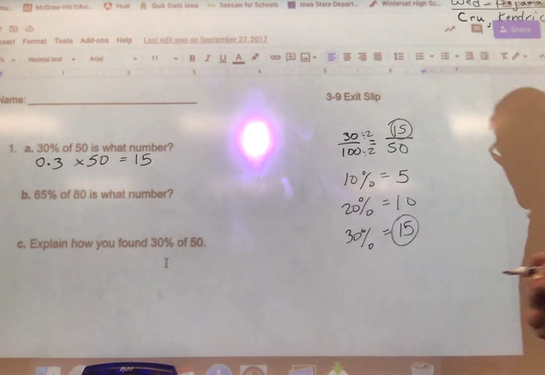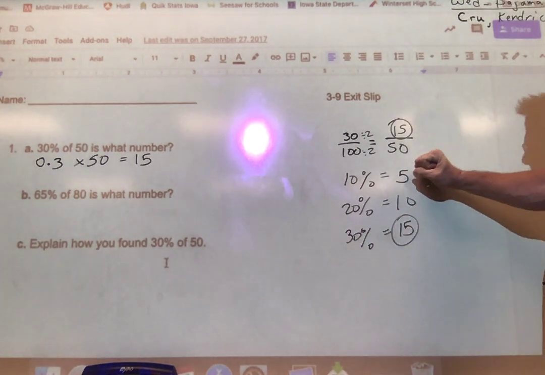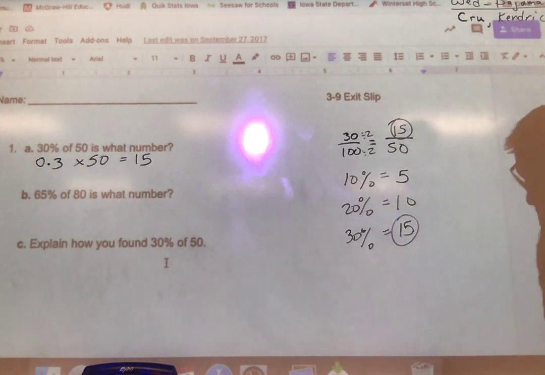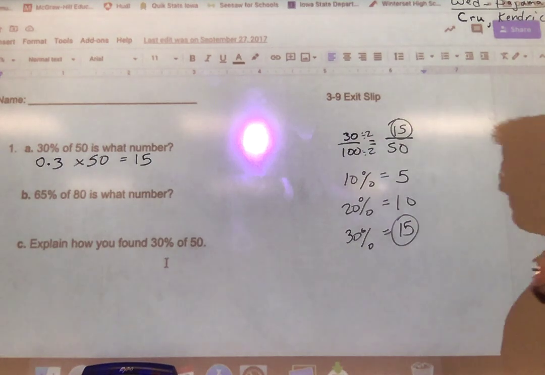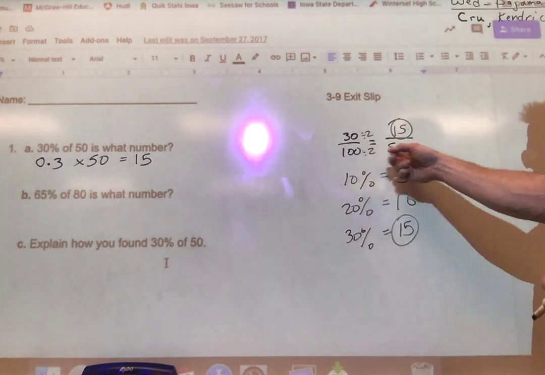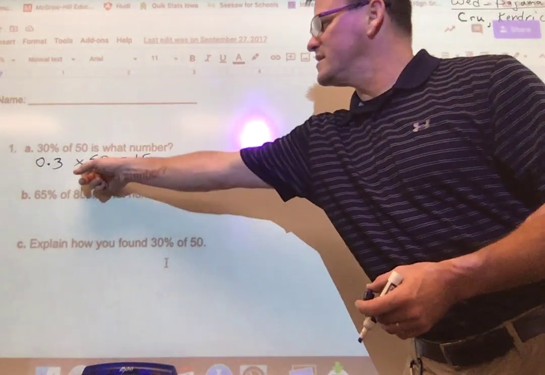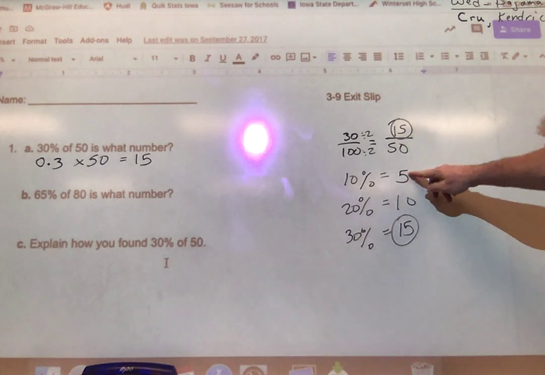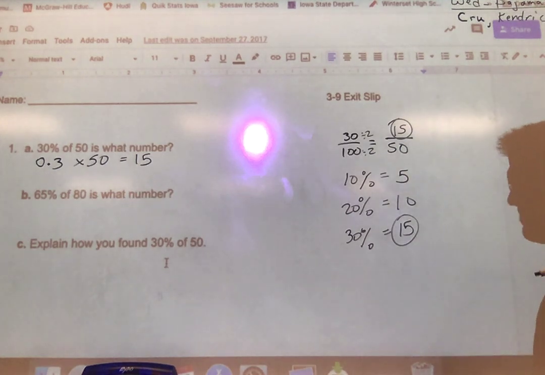Again, another way to think: if you can get it down to 10%, then I can just do that 3 times. I could have just taken 5 times 3 to get 15 there. So that's 3 different ways to look at it to solve these. Again, they're all similar thinking. One's just doing it with fractions, one with a decimal, knowing that when you say "of," you multiply and my answer should get smaller. And then a little different way to think about it if I can get it to 10%.